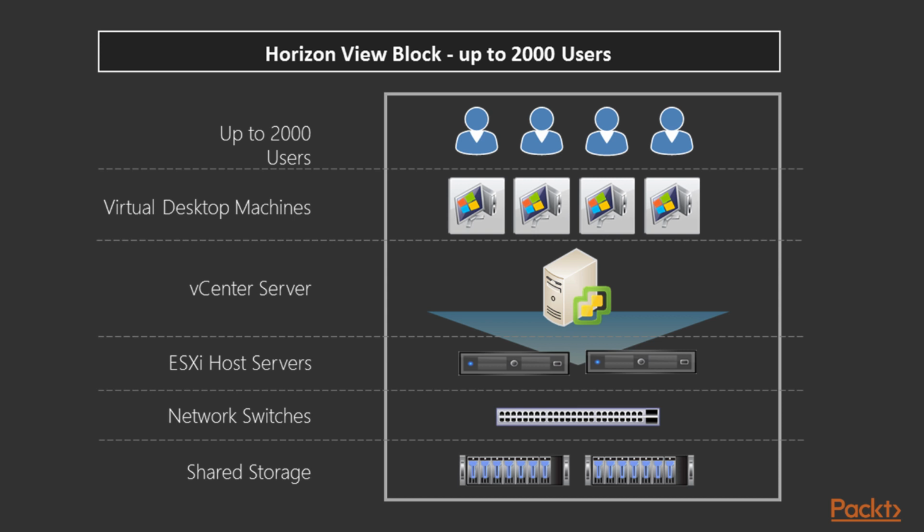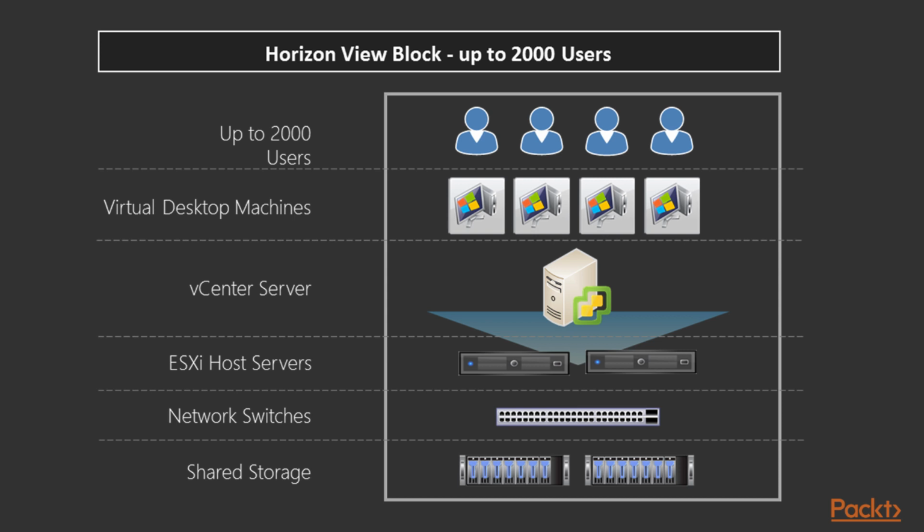A Horizon View block is designed to support up to 2,000 users and contains all the infrastructure that is required to resource these virtual desktop machines. The desktop block also contains a vCenter server, ESX host servers, networking and storage. The ESXi hosts will need to be sized with enough resource and capacity that is required by the virtual desktop machines, so enough memory, CPU and any other additional requirements, such as GPU cards.